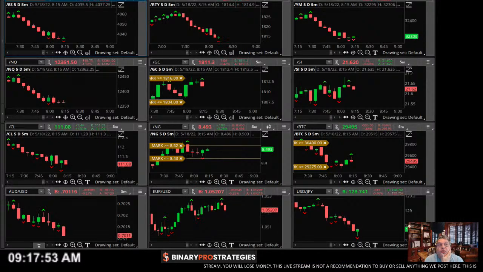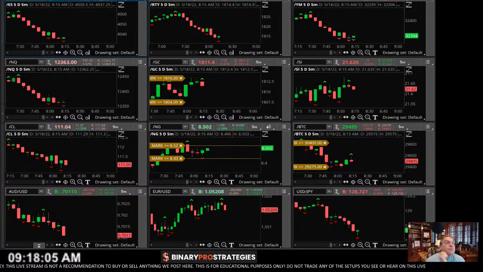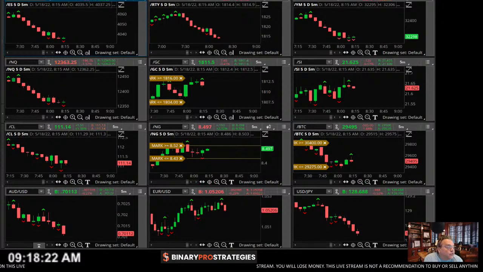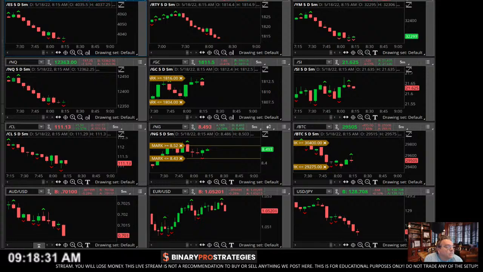Okay, we have a little bit more than 2 minutes to go on this Aussie US. Still short at 70.17. It's at 70.11. We're going to exit this short Aussie US in approximately a minute and a half. Still short gold, still short natural gas.